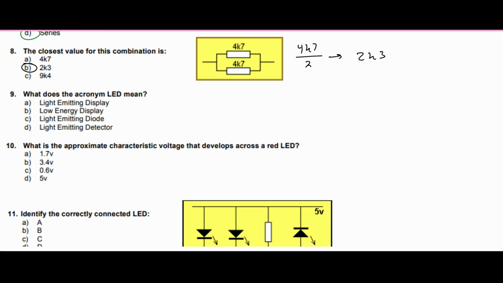For 9, we're asked what does the acronym LED mean? LED means light emitting diode. So it's not light emitting display, not low energy display, and it's not light emitting detector. It is light emitting diode.